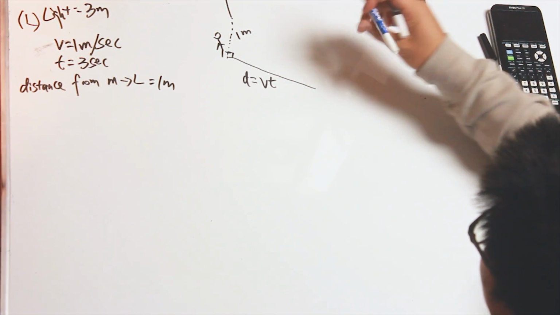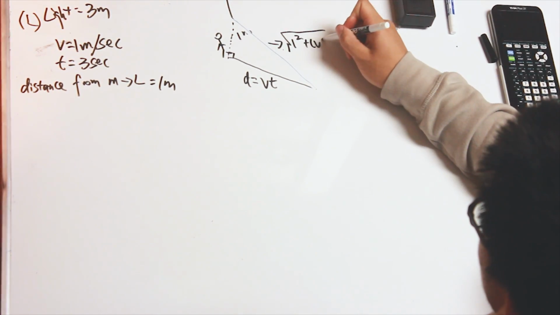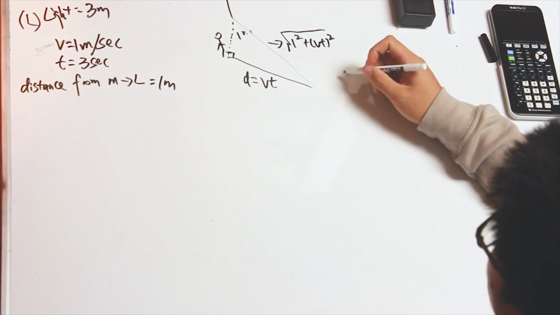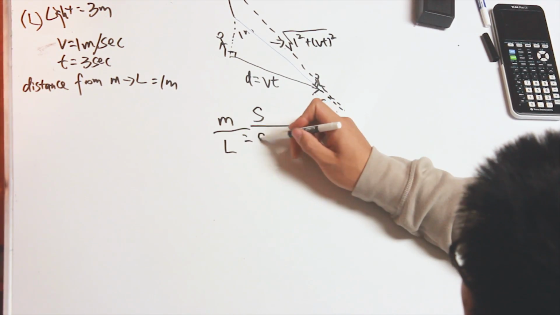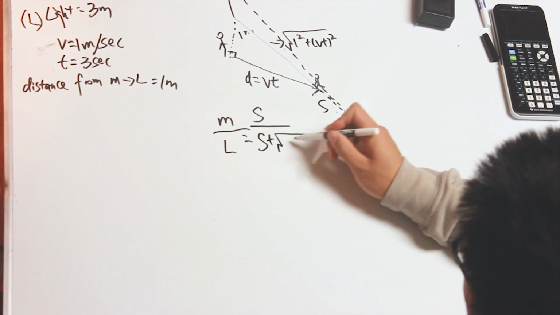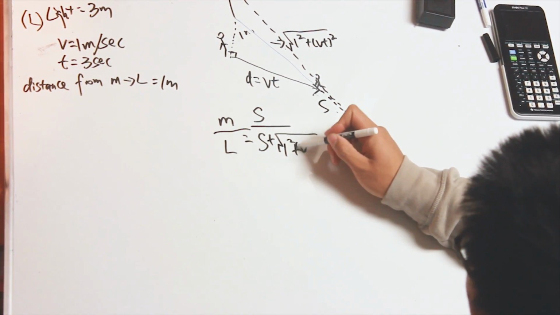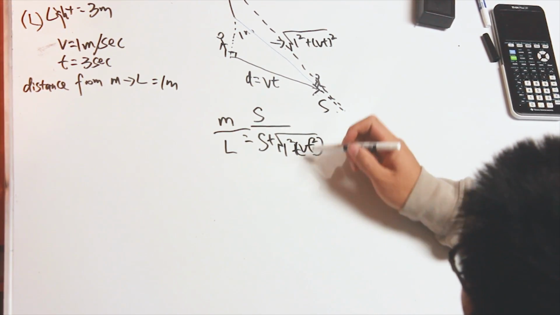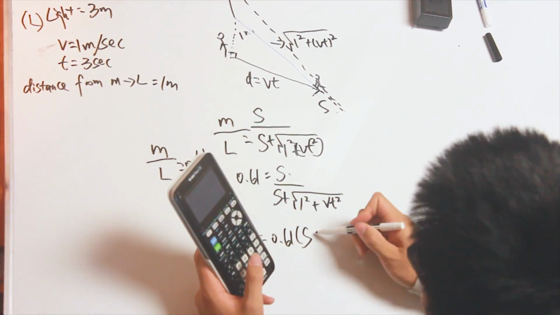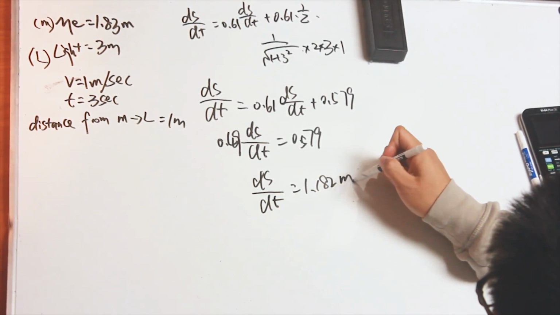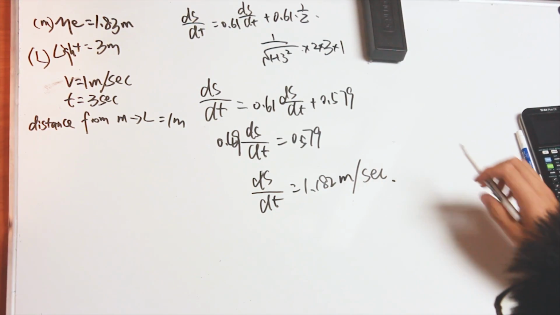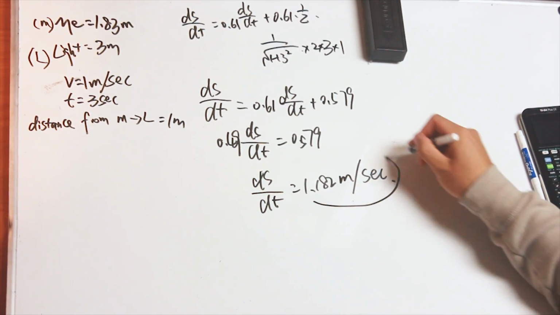At this moment, the blue line is the square root of 1 plus vt squared. Take s as the length of my shadow. Therefore, my height over the height of the lights equals s over s plus the square root of 1 plus vt squared. After some computation, dl/dt is 1.182 meters per second, and this is the rate of change of my shadow.